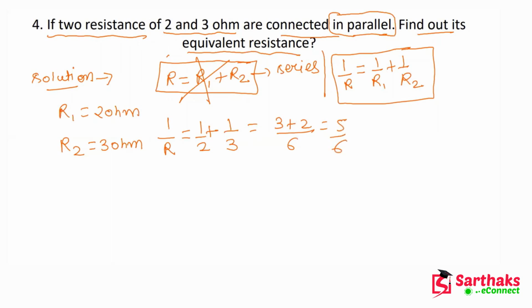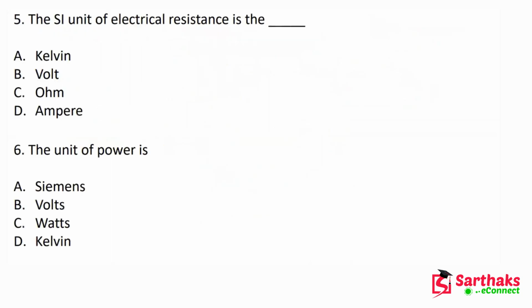5 upon 6. Now guys, what do I have to do? I have to simply invert it to get my equivalent resistance. If I simply invert this, then I will get the equivalent resistance, so this is the final answer. And I also have to write down its unit. It is very, very important. So this is our answer. I hope guys you understand this. Now let's move on to the next slide and talk about some other questions.